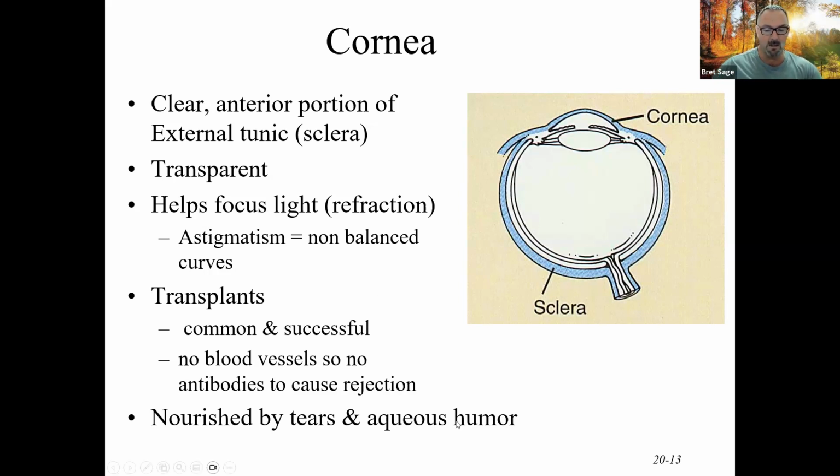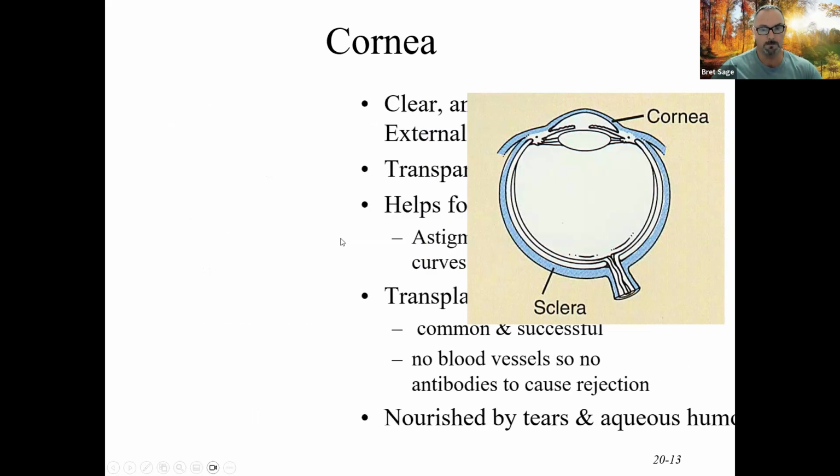It's nourished by tears and aqueous humor. So the tears are out from the outside, and aqueous humor would be found right in this gap that you see here. It's kind of like a mushroom on the belly.